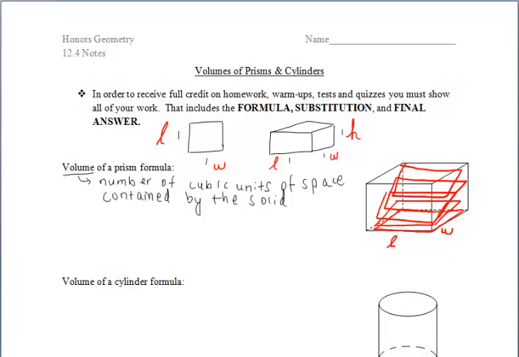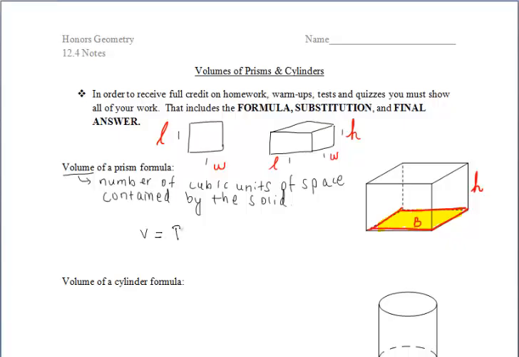Since the base of the prism is one of the congruent sheets, we can then find the volume of this rectangular prism by taking the area of the base, which is the yellow, and multiplying it by the height. Because if we take that area of the base and multiply it by the height, it would fill up everything inside of that prism.